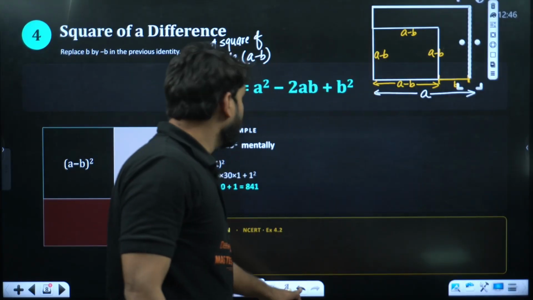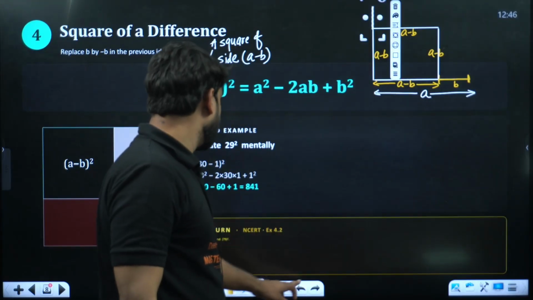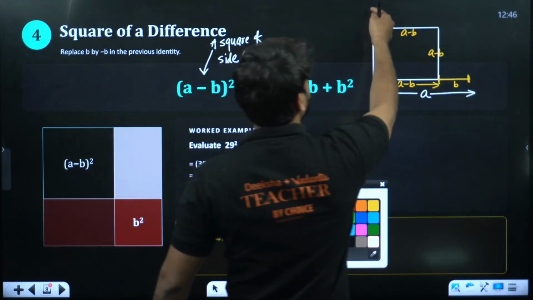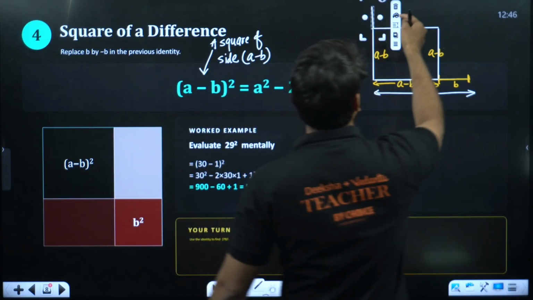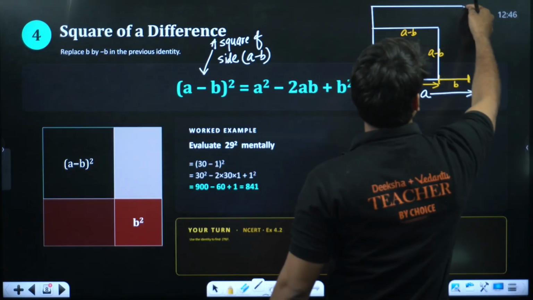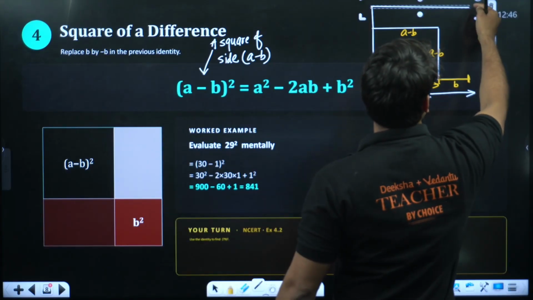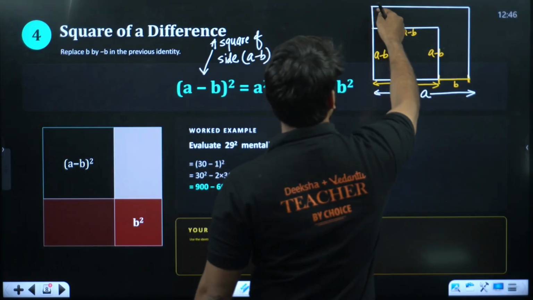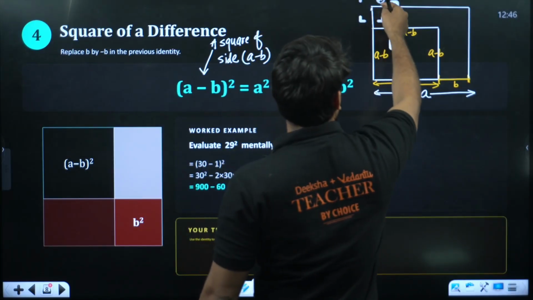Now, what have I drawn here? A square. Why am I drawing a square? I need a line simply. So I need a line here. So this will be the line here. This will be the line here. And this will be the line here. Right, champions? Okay. So we have.